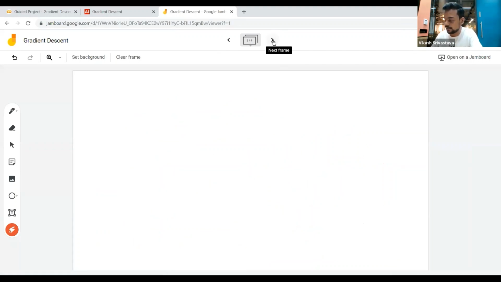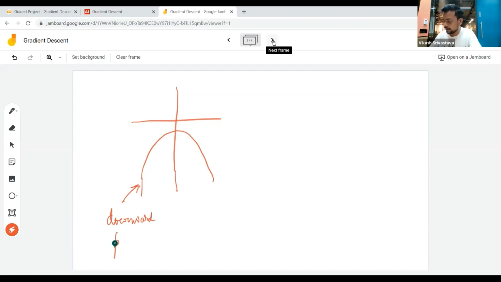So here we can see, for example, if we have two functions, one function can be like this, which is what we can call the downward parabola, right? So this is what we'll call the downward parabola, right? And this is what we'll call, let's say, the upward parabola.